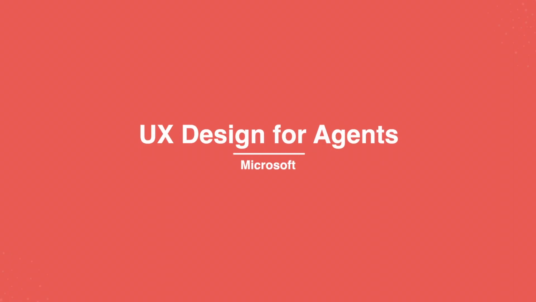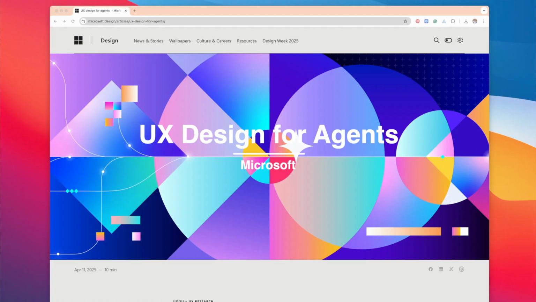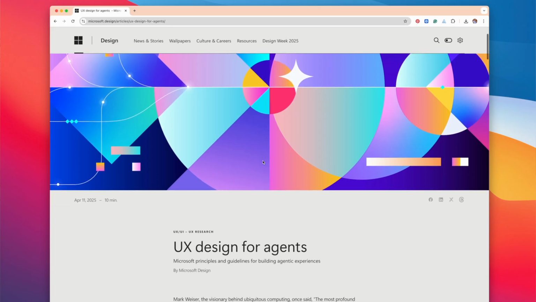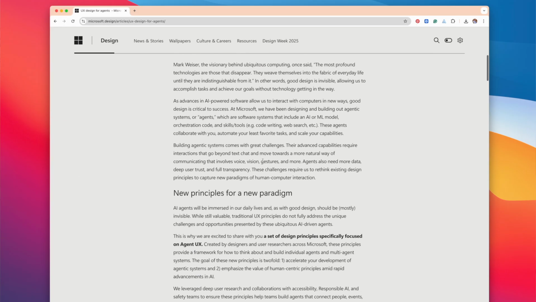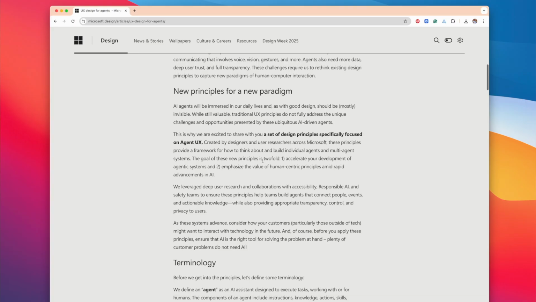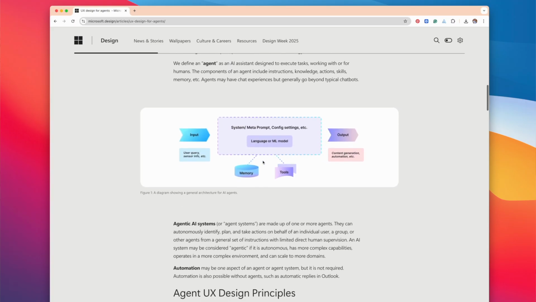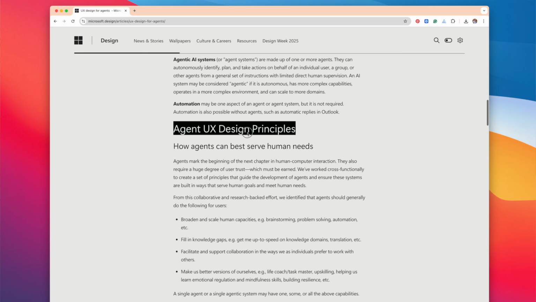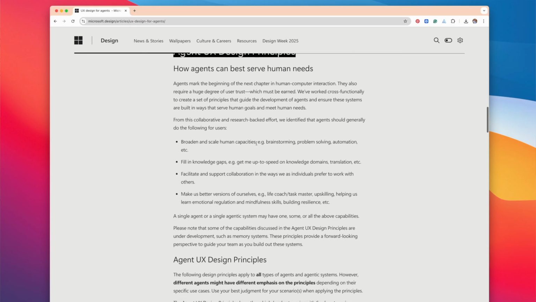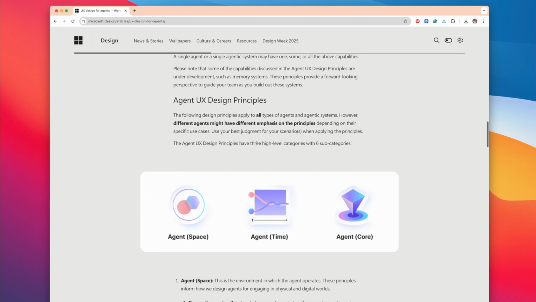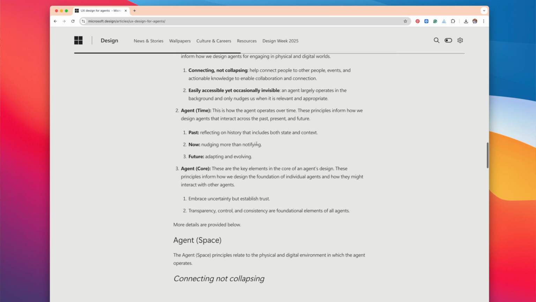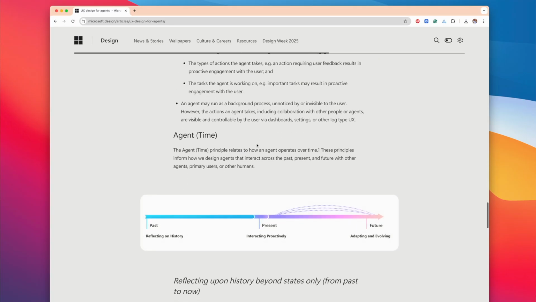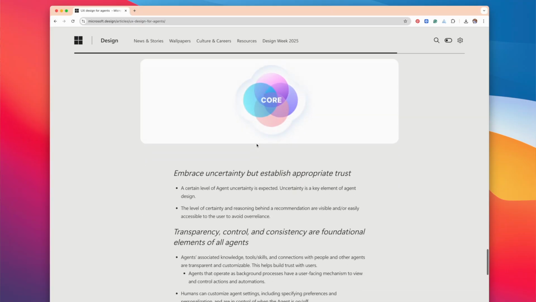Microsoft Design, UX Design for Agents. This is an article. It's only a 10 minute read, but I would highly recommend it if you want to learn about design principles for AI agents and multi-agent systems. The principles span 3 categories: space, how agents engage in physical and digital worlds; time, how agents use memory and context across past, present, and future; and human-agent interaction, transparency, control, trust. The framework can help you design agents that connect people to knowledge while maintaining appropriate user oversight and privacy.